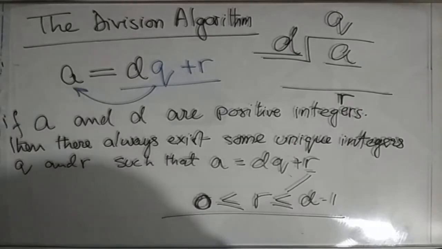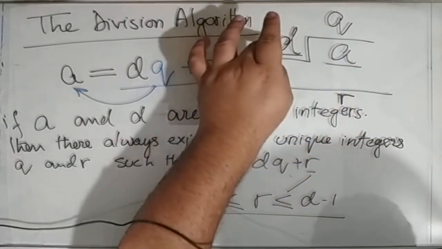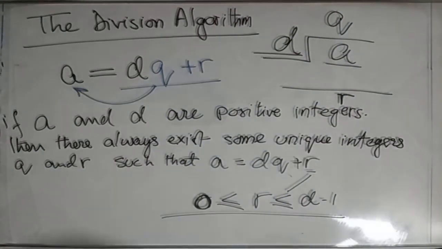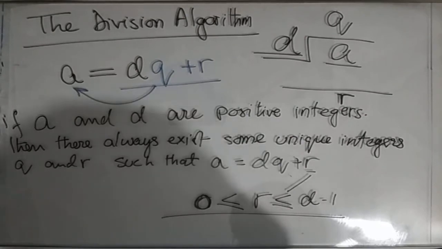So if we wanted to recreate this number a with the help of d, q and r, what we could always do was multiply d by q and add r to it.